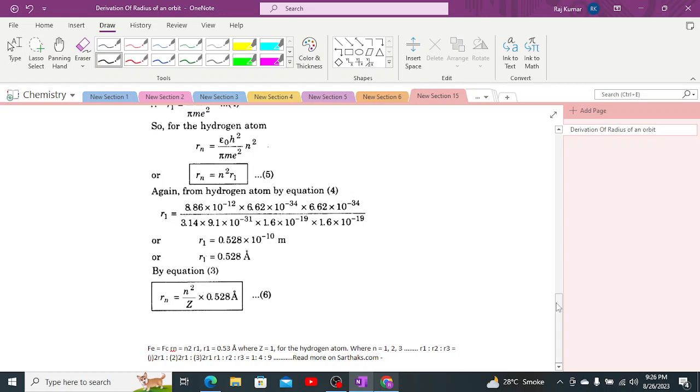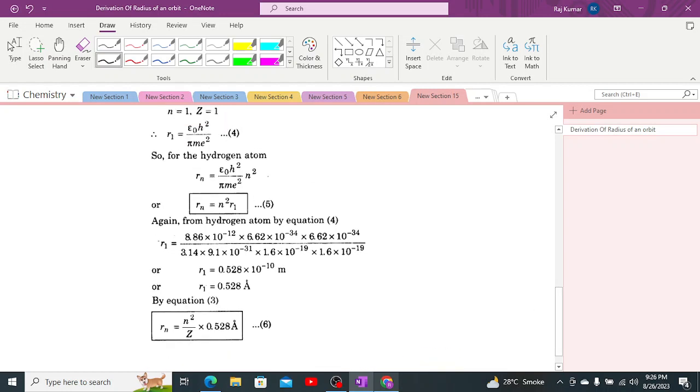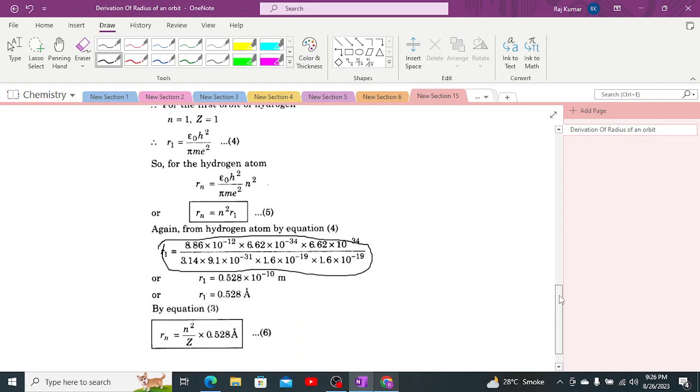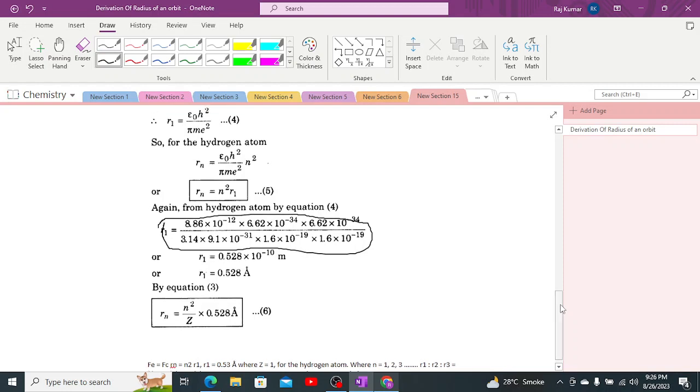That is considered as Bohr's constant, and it has a value. As you can see, we can calculate this constant value by multiplying the values. First we have the value of epsilon naught, 8.85 into 10 to the power minus 12, and h, 6.62 into 10 to the power minus 34. We multiply these, and after algebraic simplification, we get Bohr's constant as 0.529 into 10 to the power minus 10 meter.